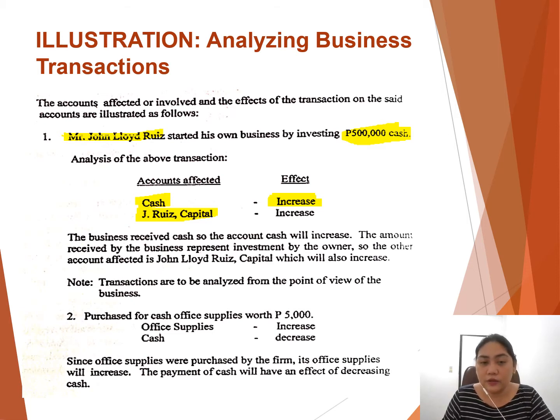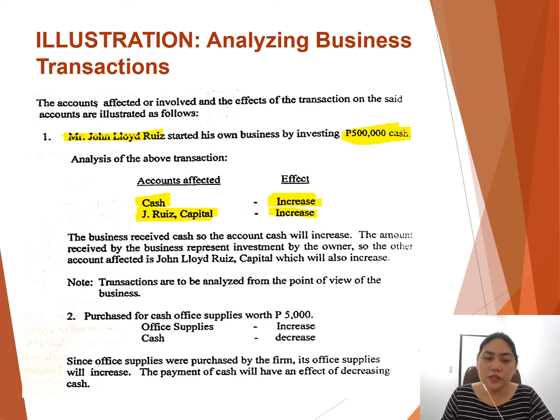And also, because J. Ruiz invested, what happened to his capital? It also increased. So, that's it, we're done. Later comes the last step, wherein we have to make sure that the accounting equation is balanced.